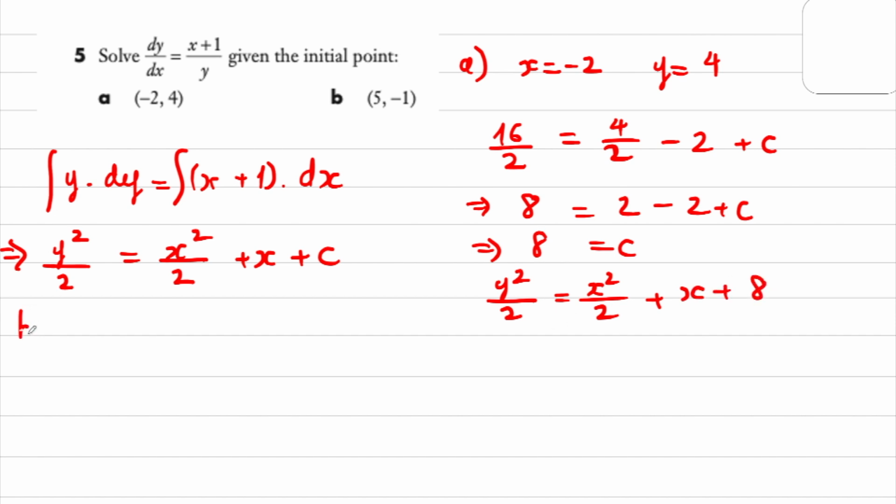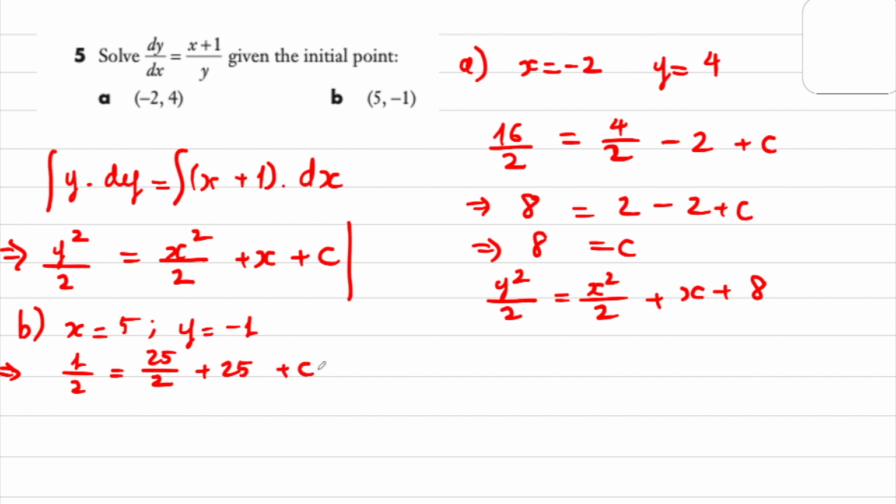Yeah. And how about question B? In question B, you just have different values for x and y. X equal to 5 and y equal to minus 1. So compared to the general formula like here, you got minus 1 means 1 over 2. 25 over 2 plus 5 like this. Yeah, so after here you can simplify it. It will become 12 plus 25 plus 12 to 25 is 37. So minus 37 will be the value for C.